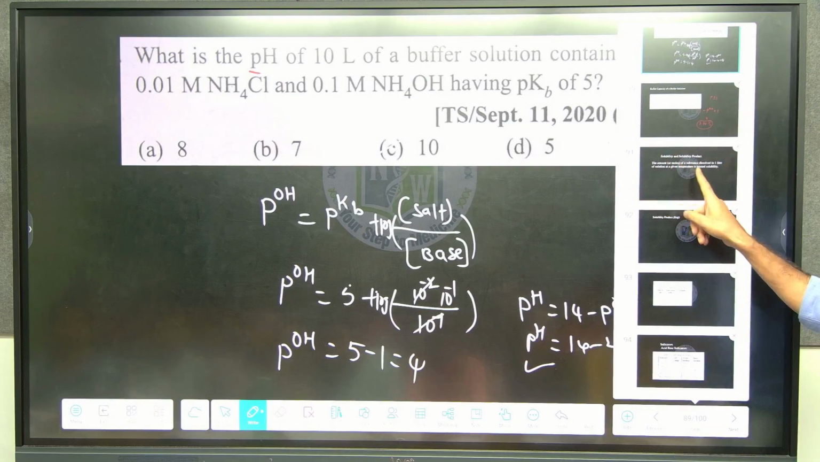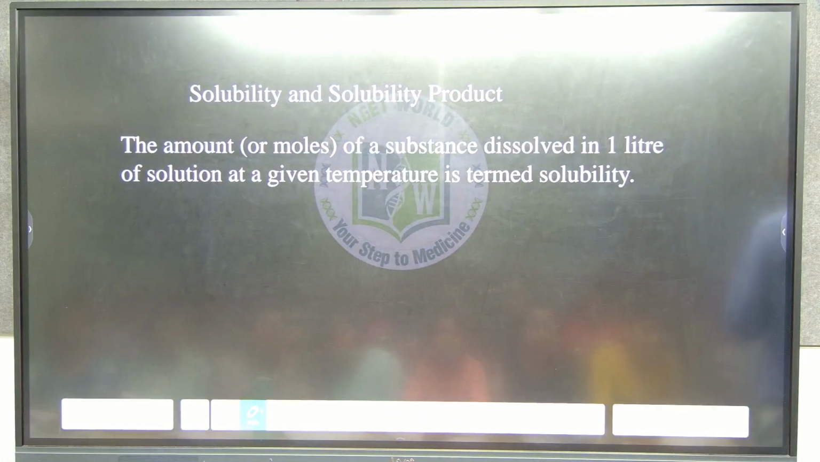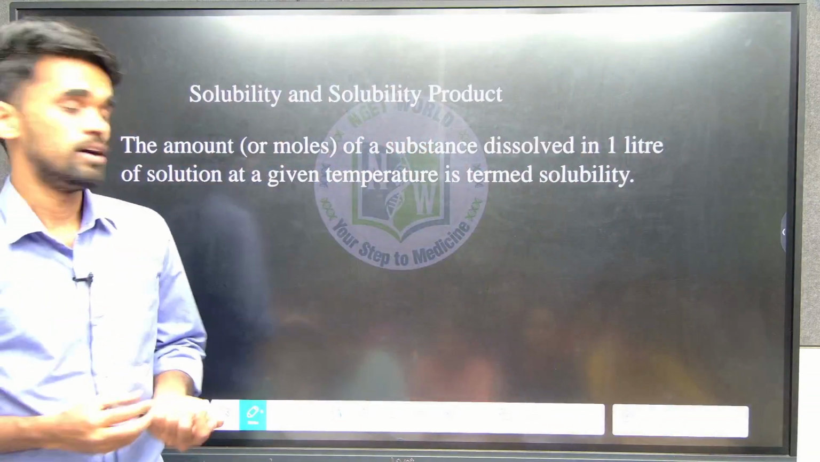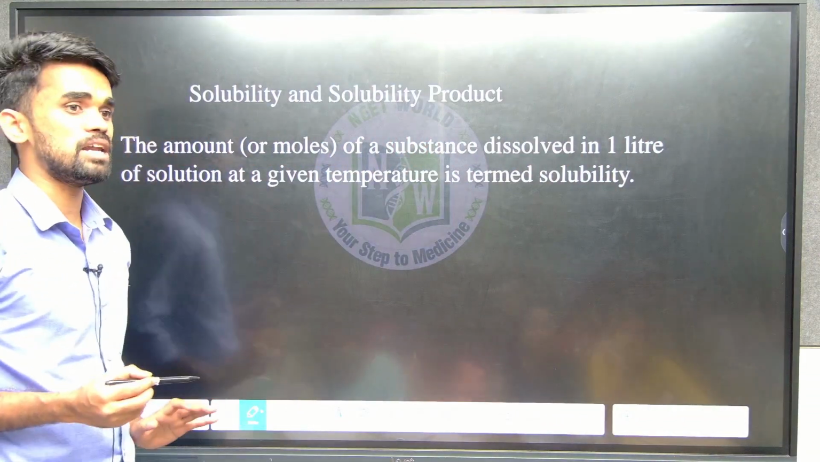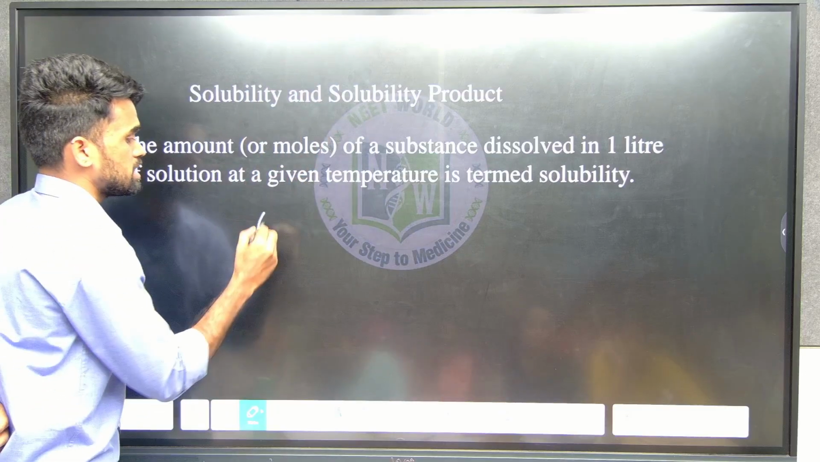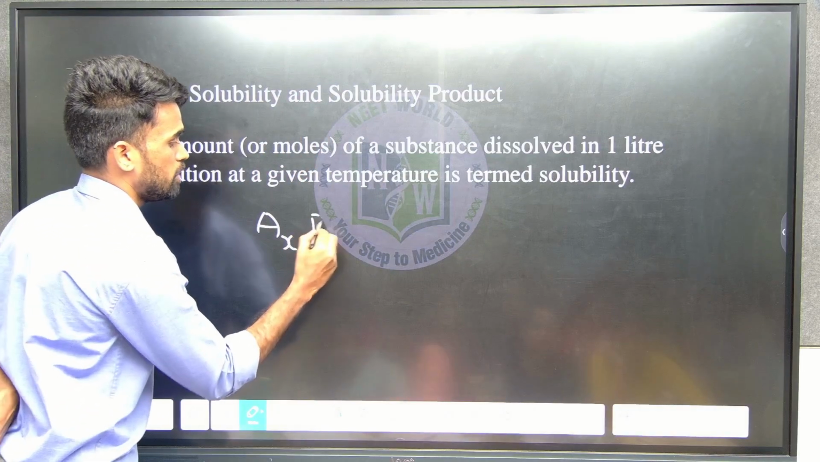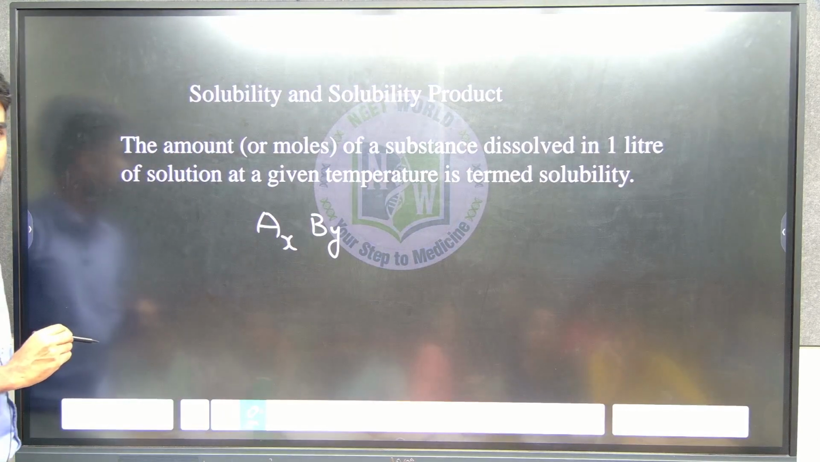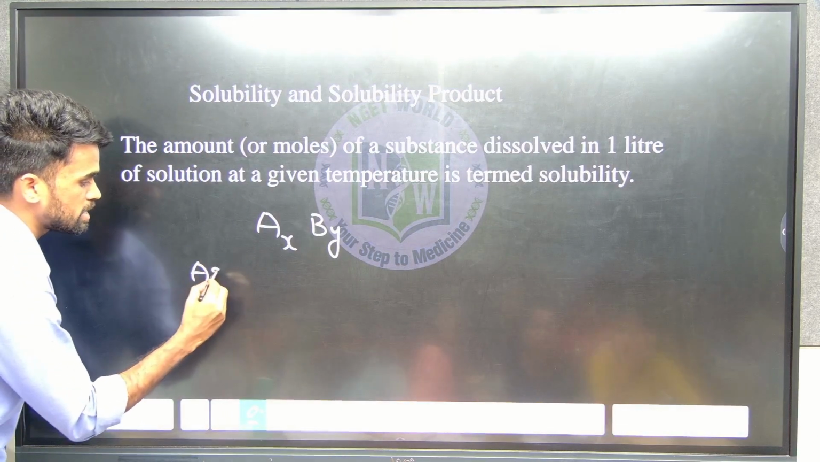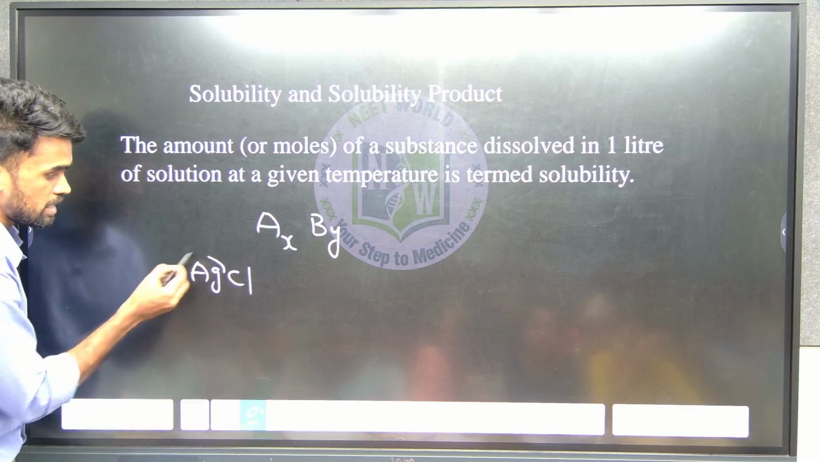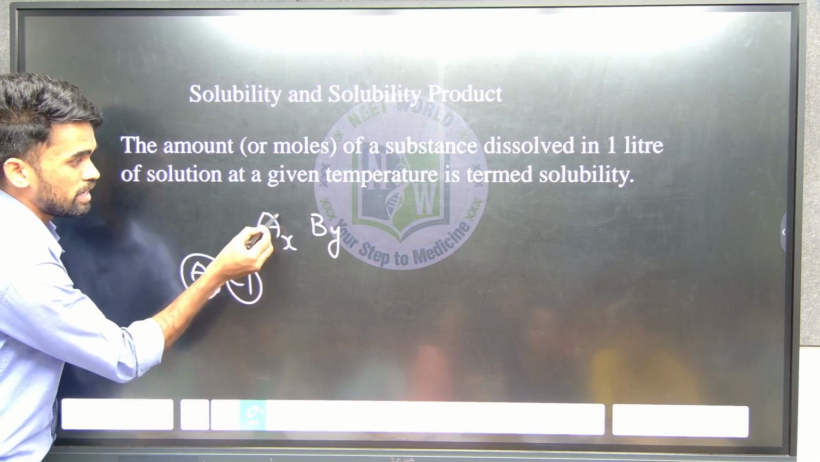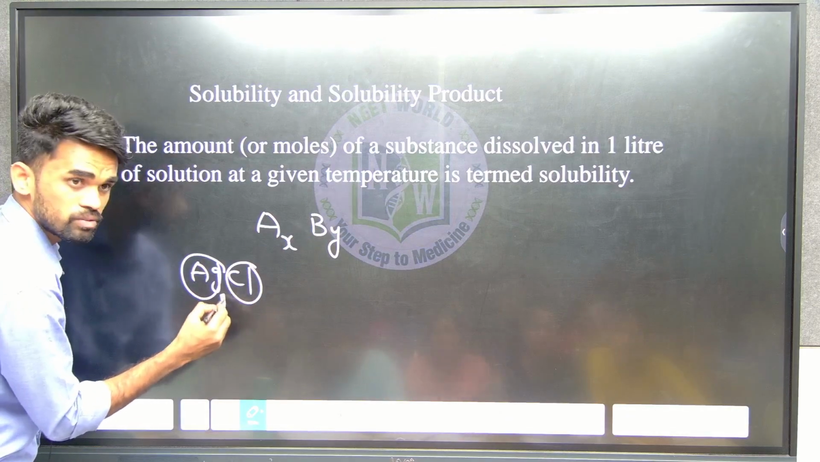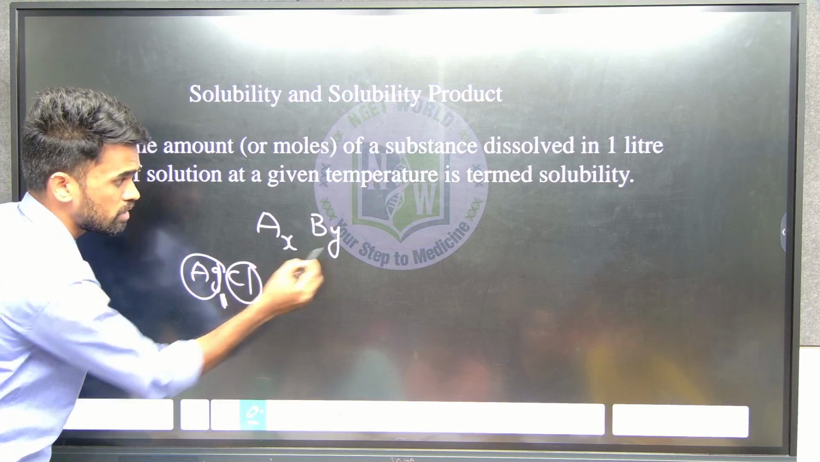Next one is, last concept of this chapter, solubility and solubility product. What is that? See, what do we mean by solubility and solubility product? There is a salt like this, AxBy. What exactly does AxBy mean? See, I am writing AgCl. This is cation, this is anion. So A is cation, B is anion, so what is the ion number here? 1. Here also 1. X is 1, Y is also 1.